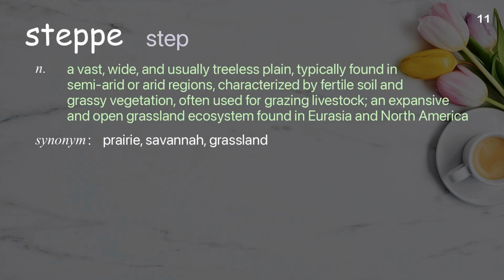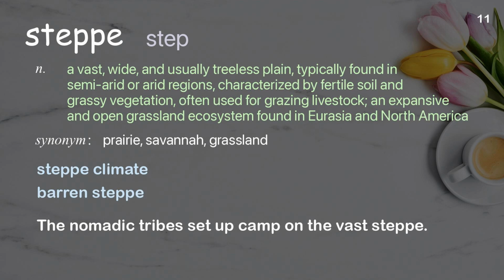Steppe. A vast, wide, and usually treeless plain, typically found in semi-arid or arid regions, characterized by fertile soil and grassy vegetation, often used for grazing livestock, an expansive and open grassland ecosystem found in Eurasia and North America. Examples: Steppe climate. Barren steppe. The nomadic tribes set up camp on the vast steppe.